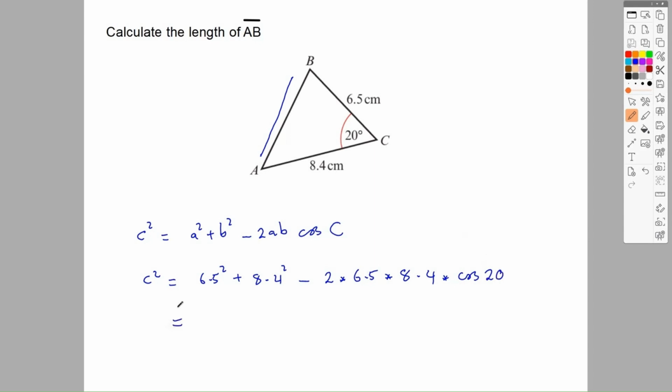I'll use my calculator. So it equals 10.2. Now I have c squared 10.2. So to find c, I have to find the square root of 10.2, which equals 3.193. I round it to 3.2 centimeters. So the final answer, we just write the same as the question. So AB equals 3.2 centimeters.